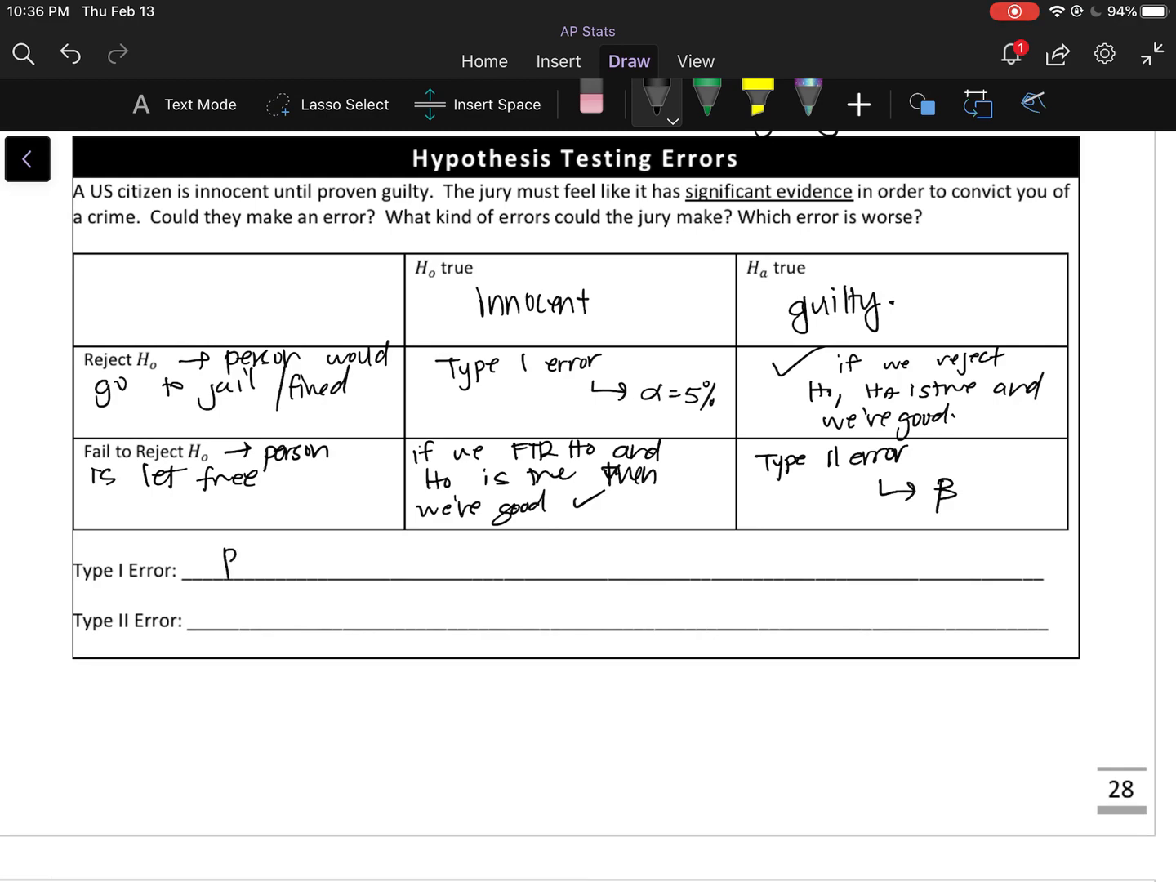Type 1 error is when you reject H0, but H0 is true. So in this case, the person was innocent, but you rejected H0, so you said that they weren't, and now they're in jail.